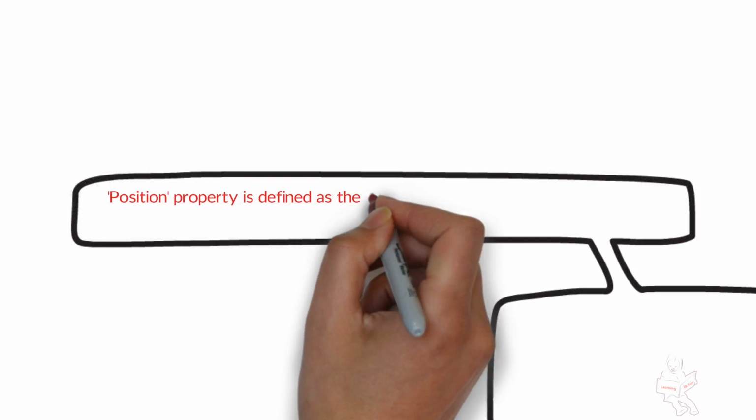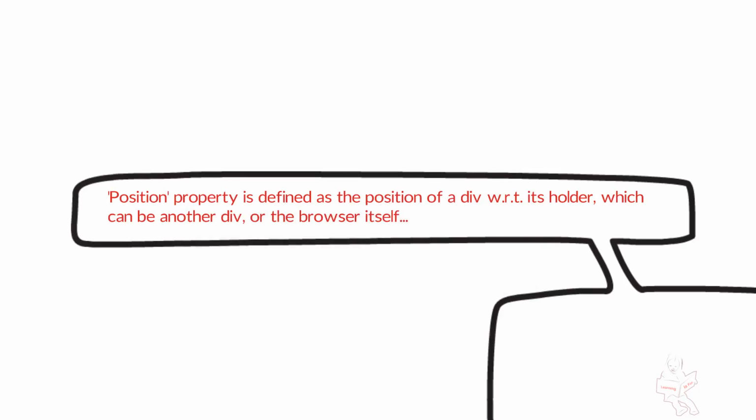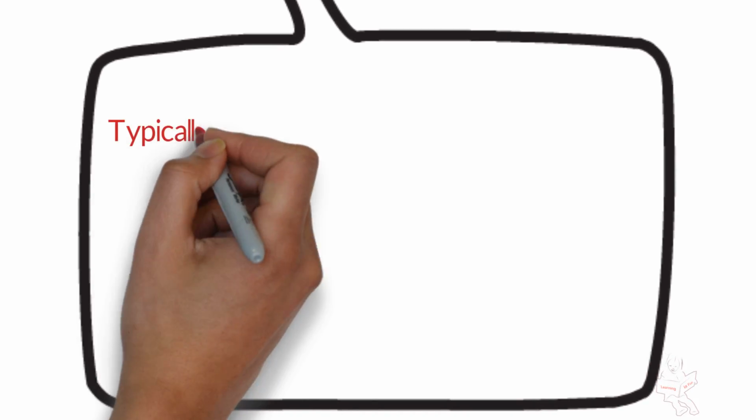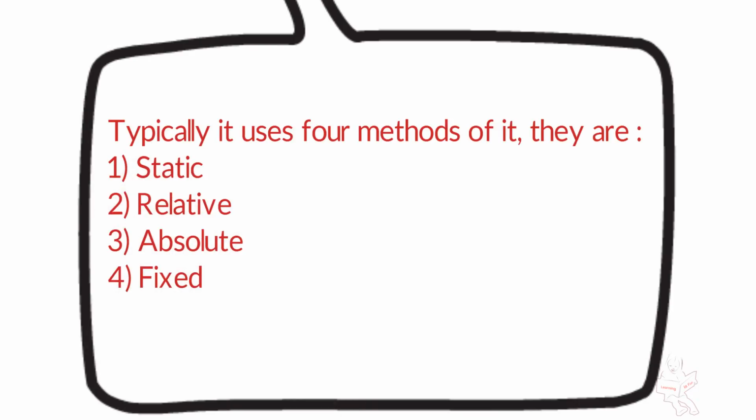Position property is defined as the position of a div with respect to its holder, which can be another div or the browser itself. Typically, it uses four methods. They are static, relative, absolute, and fixed.